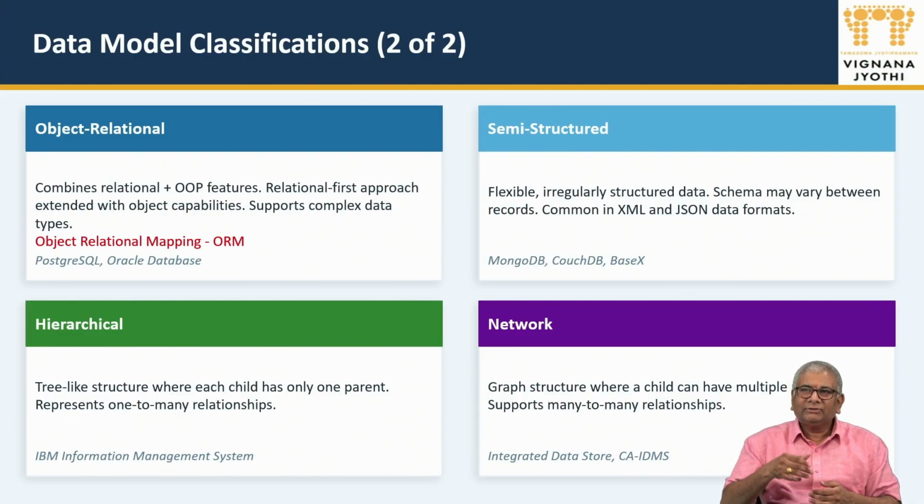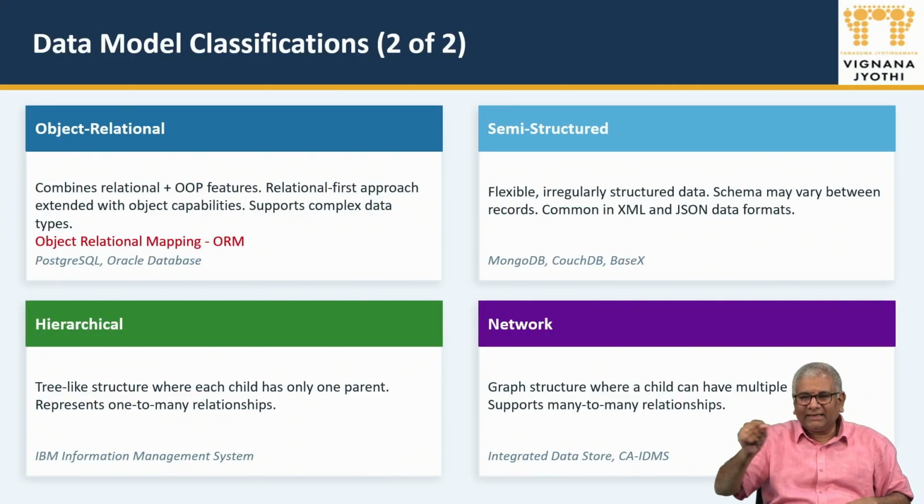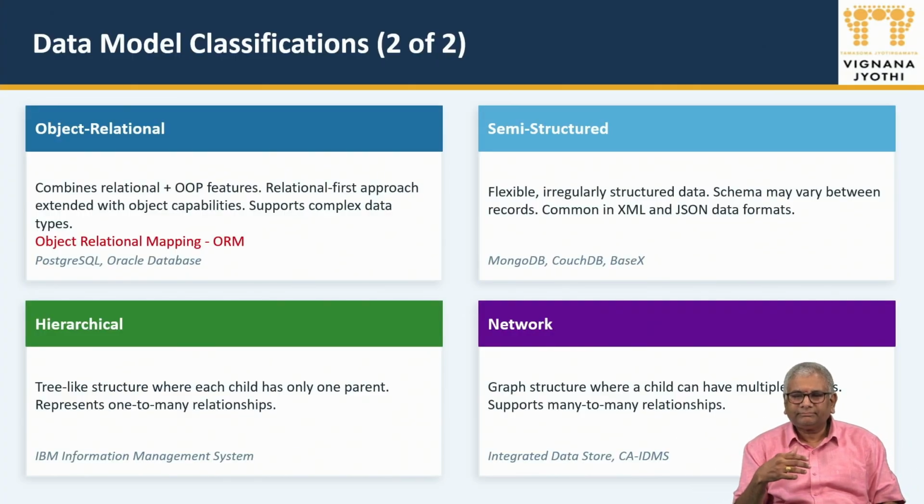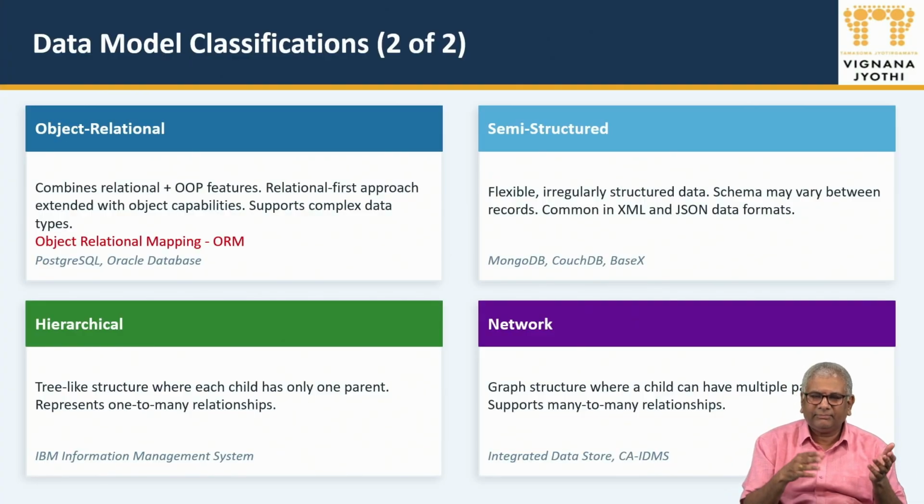Then the network model. It is more like a graph. Hierarchical is like a tree, network is like a graph. So a child can have multiple parents, whereas in hierarchical one child can have only one parent. That's pretty much the difference between a tree and a graph, right? Integrated Data Store, IDS, and CA-IDMS are examples of a network model.